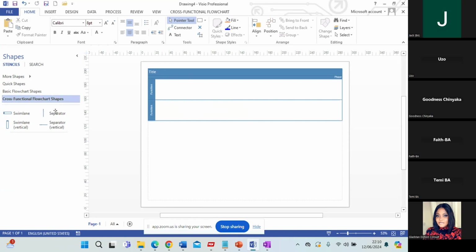So it gives you this as a default. But if you want to change the direction, you can actually change the direction of your swim lane to vertical rather than horizontal. But yeah, I don't like doing that. I prefer left to right rather than top to bottom. Then it gives you these separators, swim lanes, all of that.